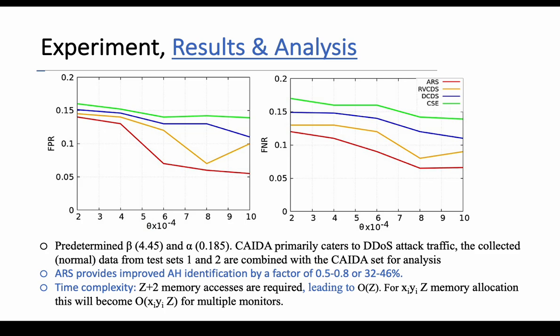It can be readily observed that ARS provides improved AH identification accuracy in relation to other methods by a factor of 0.5 to 0.8 or 32 to 46%. And the primary reason for the improvement in accuracy is the ML-enabled calculation of threshold parameters alpha and beta using training data and efficient reconstruction of source and destination addresses, which reduces the overall false positives and false negatives.